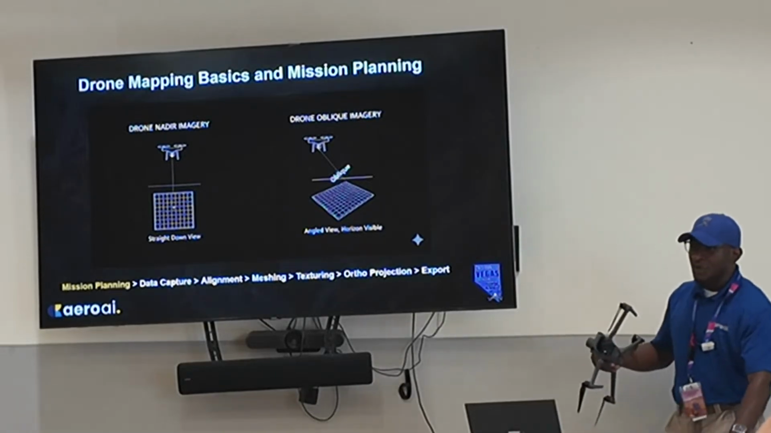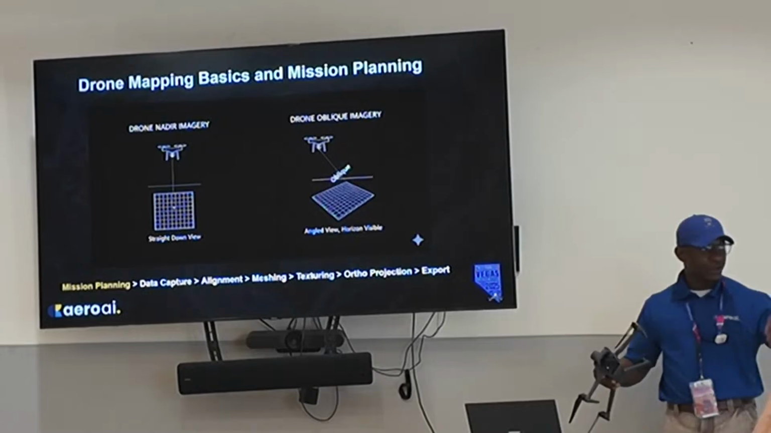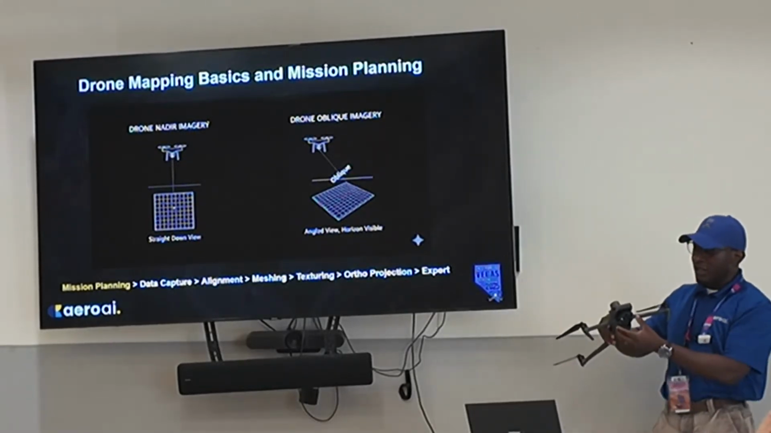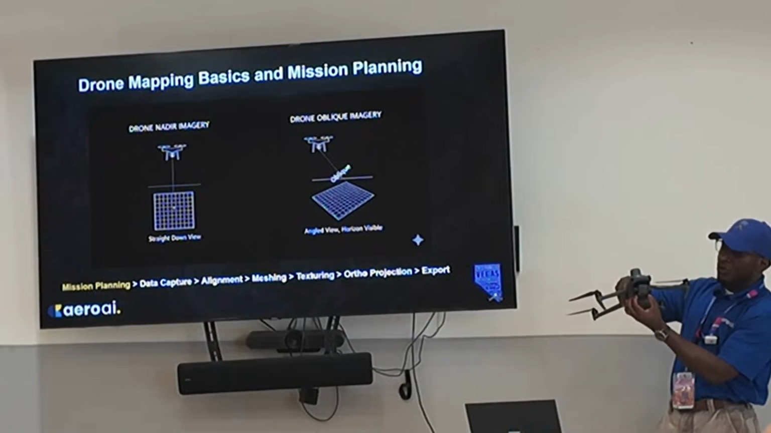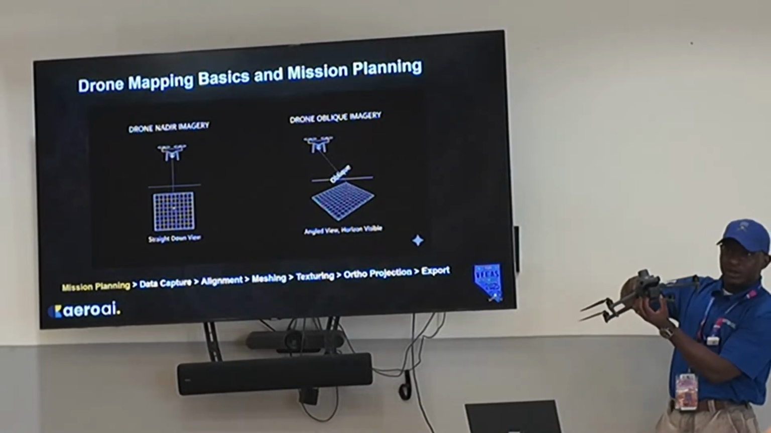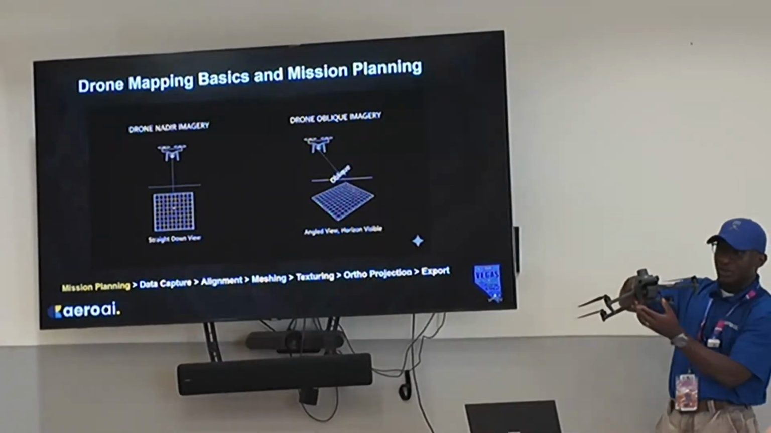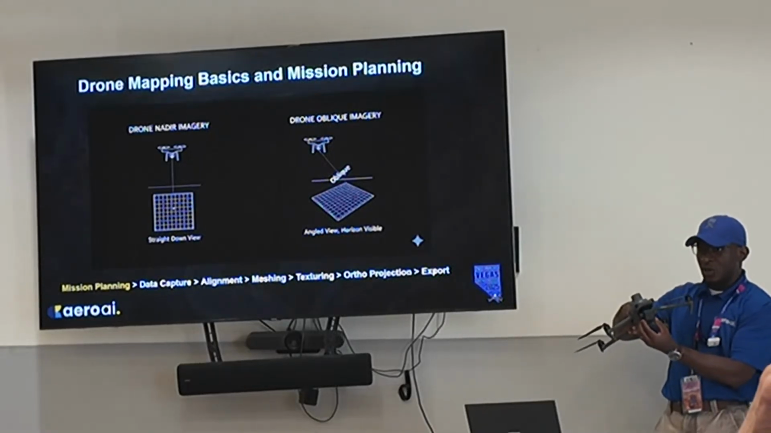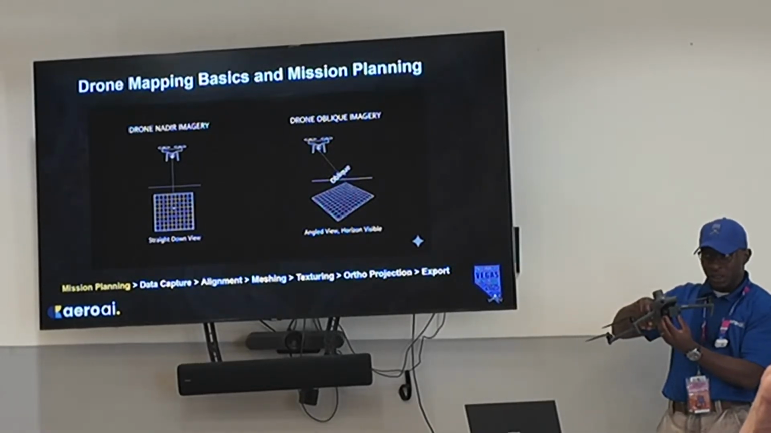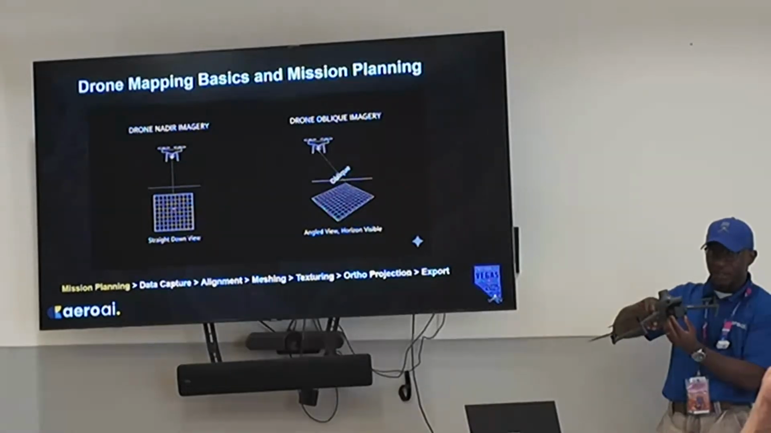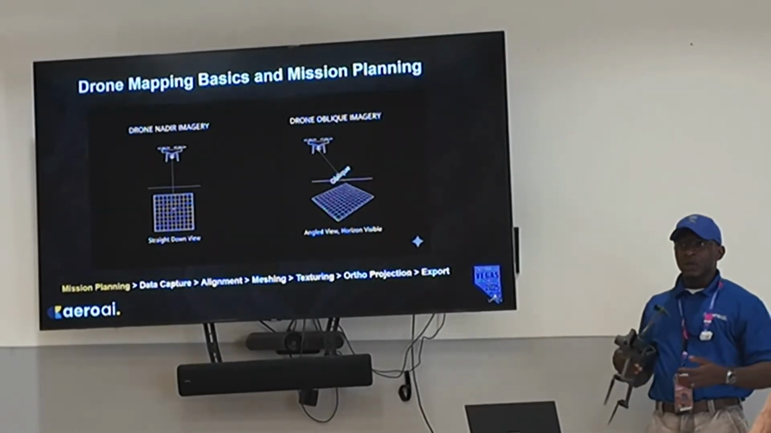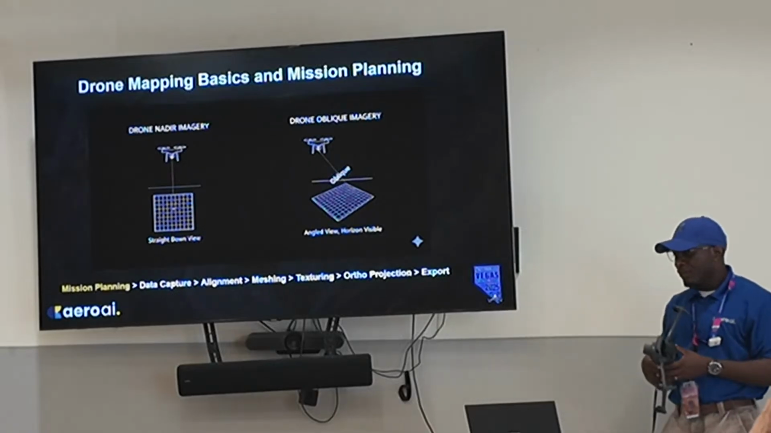Nadir imagery is typically used for 2D maps. Say, for instance, you wanted a map of this building, and all you care about is just looking at it top down. Nadir is when the gimbal on the drone is essentially 90 degrees perpendicular to the ground, so it's looking directly at the ground. There's no tilt. On your DJI drone, the gimbal setting will be negative 90 degrees. So it'll be exactly just like this. You want to do that when you're creating 2D maps primarily.